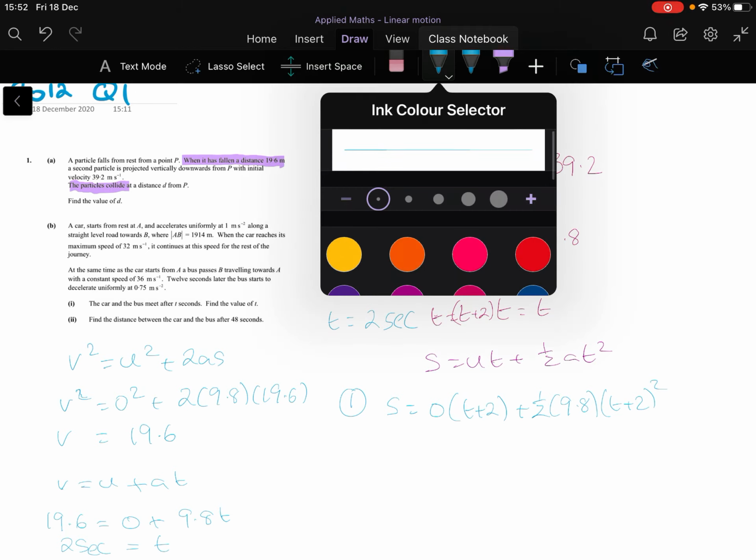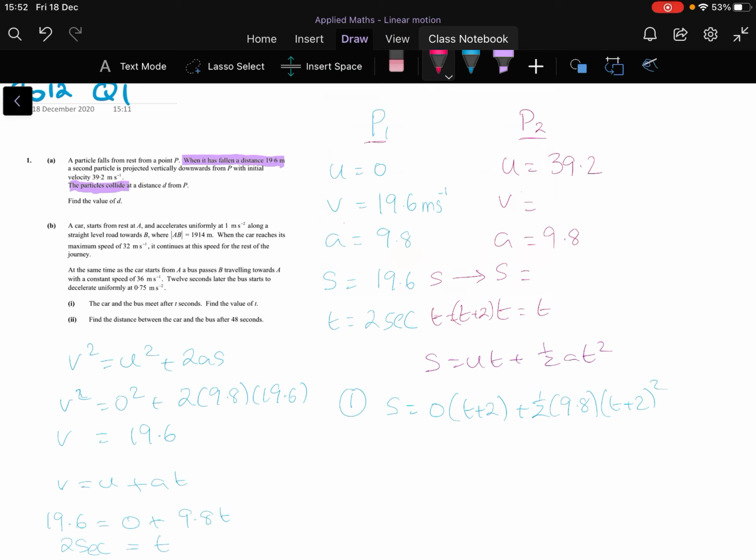My second particle then, using the s formula, is going to be s equals, my u is 39.2. The time here is t because that particle is moving at a time of t in comparison to this particle, which was moving at a time of t plus 2 seconds. Plus a half, my a remains at 9.8, and my time again is t and that's squared.